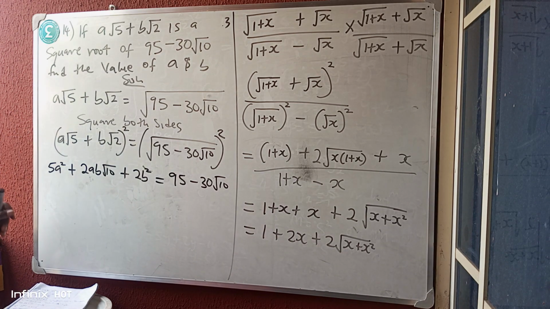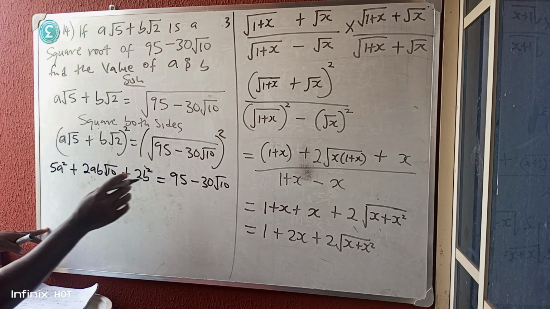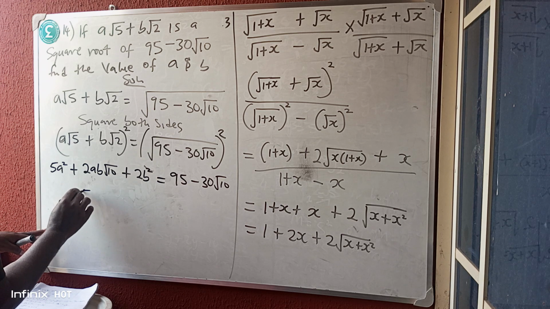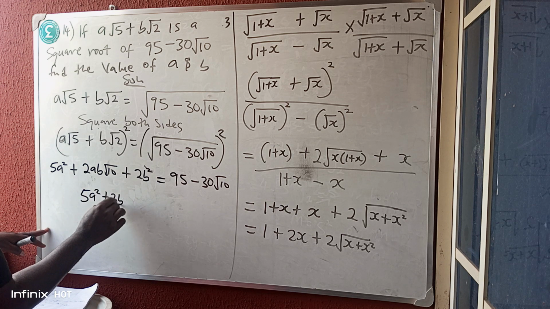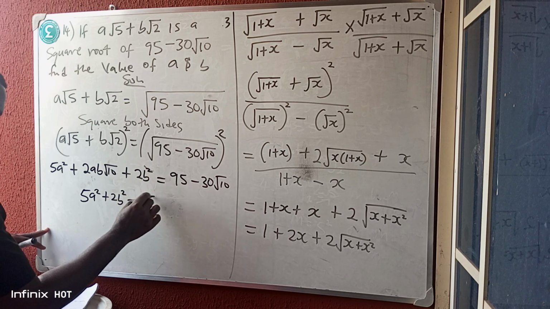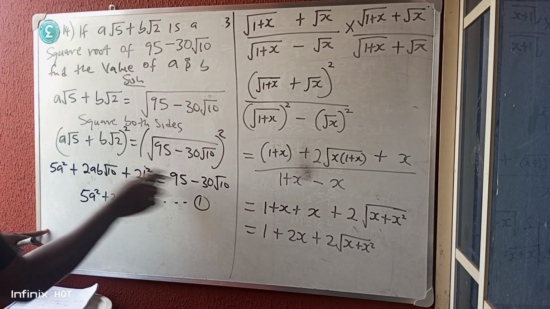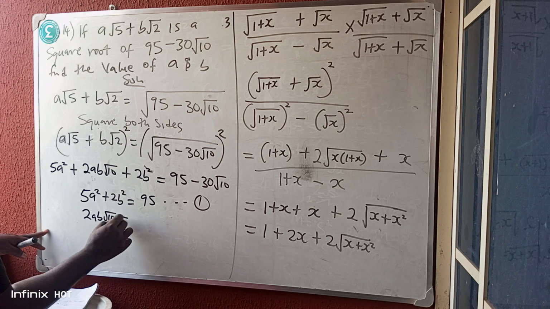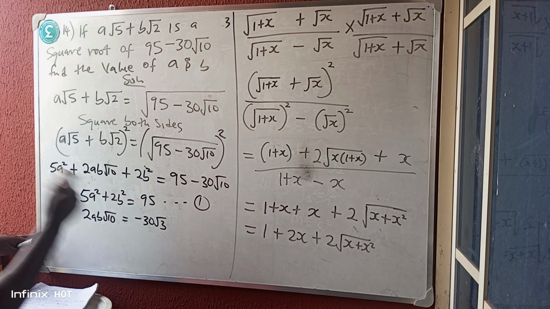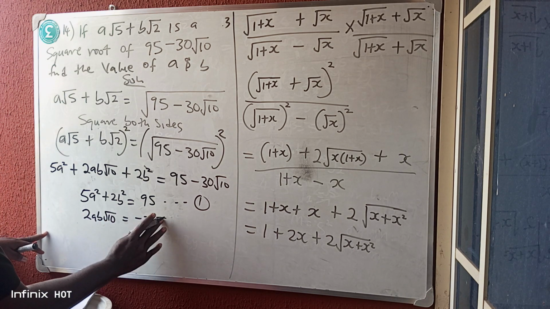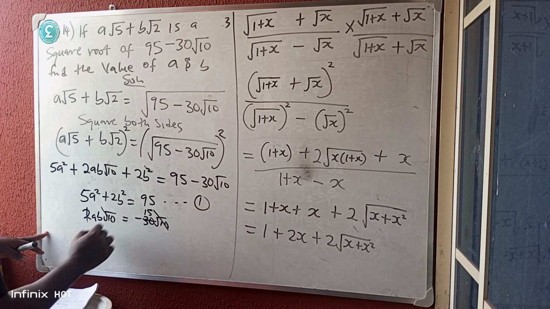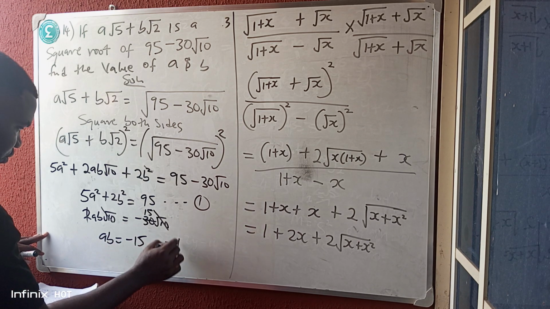Now, if you compare these two things, you will see that the part without root is 5a squared plus 2b squared, equal to 95, equation 1. And the part with root 10 tells me that 2ab root 10 is equal to minus 30 root 10. So if I break this down, root 10 will cancel root 10, then 2 into here will give me 15. So I'm having that ab is equal to minus 15, equation 2.